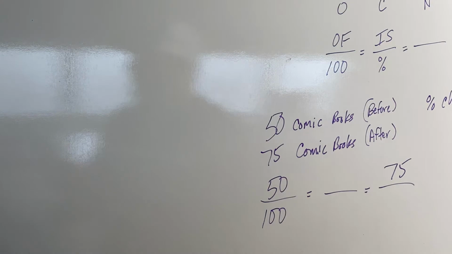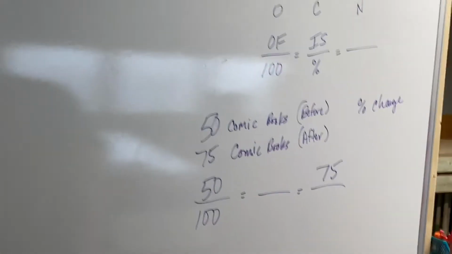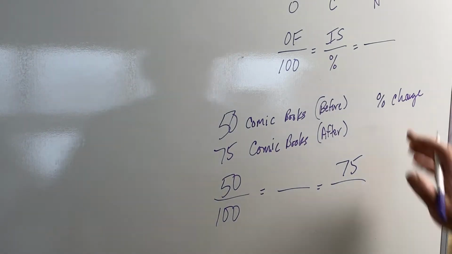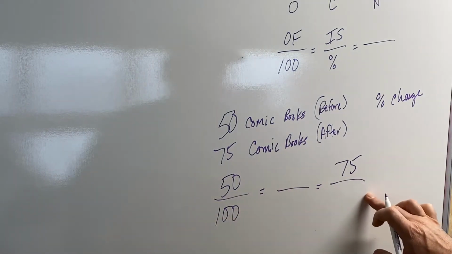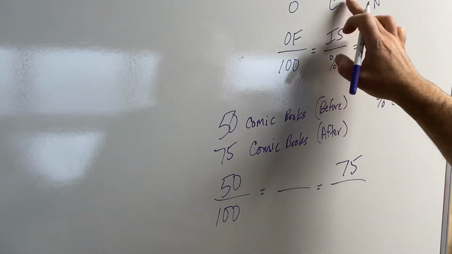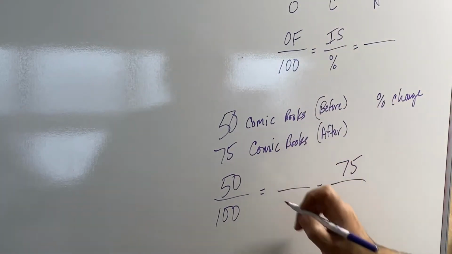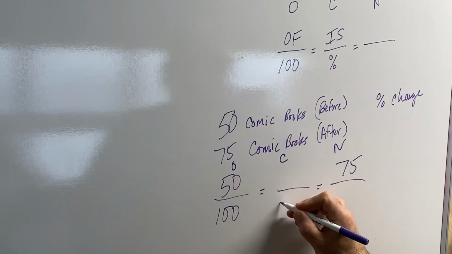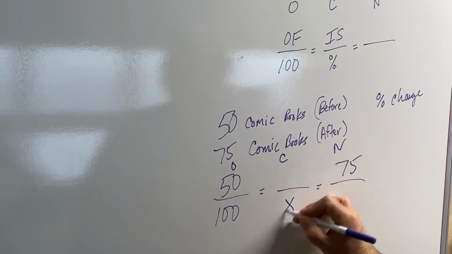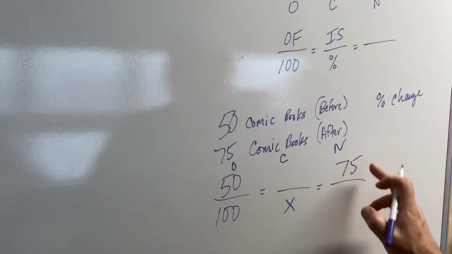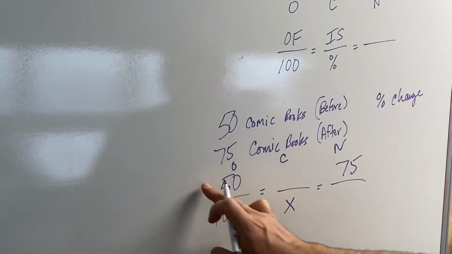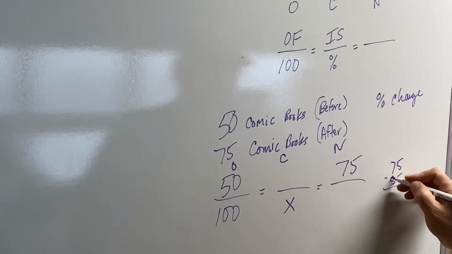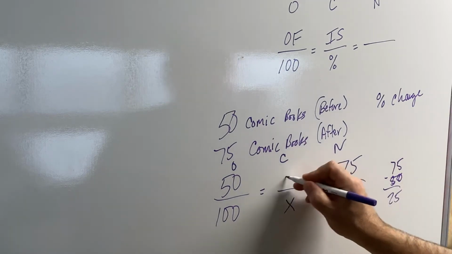Okay, and if we're looking for the percent change, that means percents are on the bottom. Percent change, C going in the middle column. This is my O, this is my C, and this is my N. So this is where I'm going to put my X because I'm trying to solve for that. This one here, now I went from 50 and got to 75. 75 minus 50 is 25. So 25 goes right here.